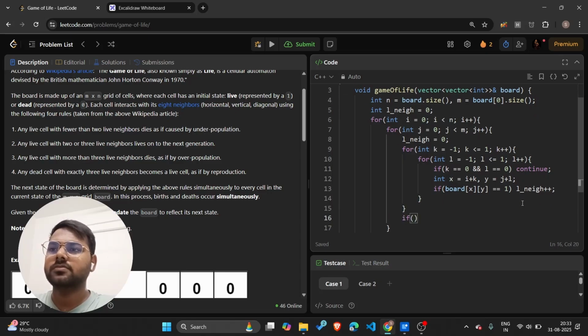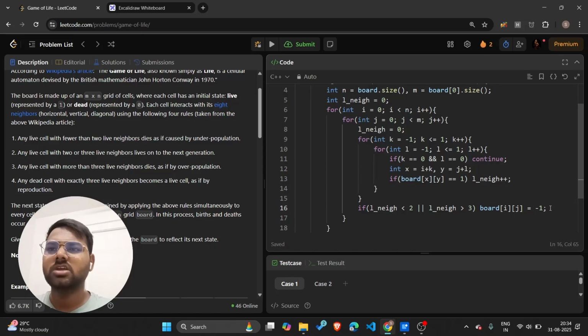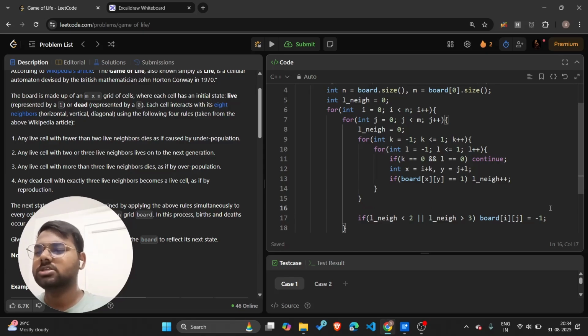Now if living neighbors are less than 2 or neighbors are greater than 3, then board i j is going to 10. Here we are not going to use any extra space, so we are marking it as -1 as it was alive before. Okay, so let's check if it's alive or dead. Then we are going to use these rules.